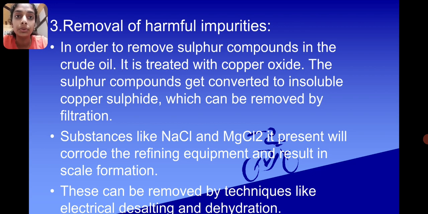Removal of harmful impurities. In order to remove sulfur compounds in the crude oil, it is treated with copper oxide. The sulfur compounds get converted into insoluble copper sulfide, which can be removed by filtration. Substances like NaCl and MgCl2, if present, will corrode the refining equipment and result in scale formation. These can be removed by techniques like electrical desalting and dehydration.